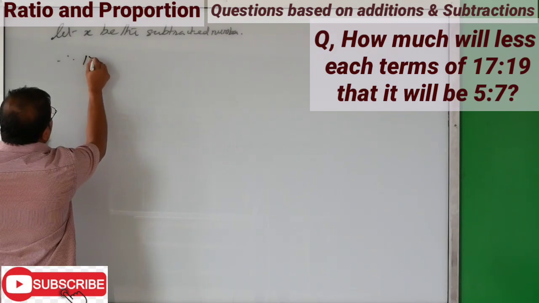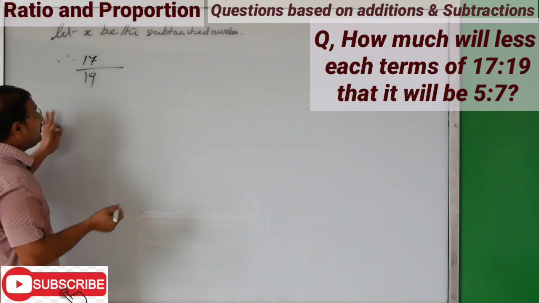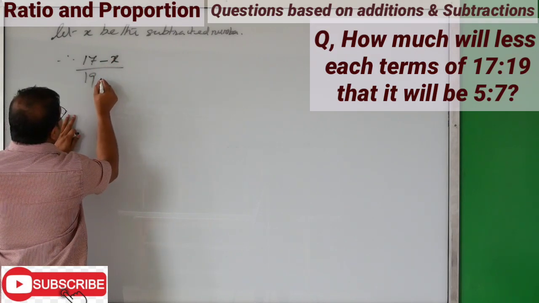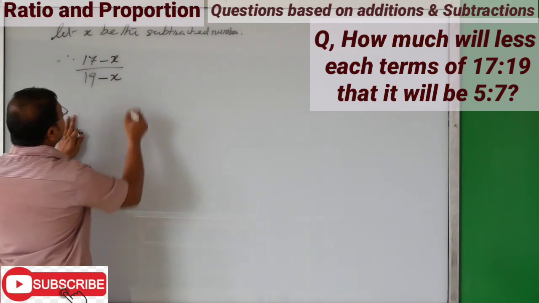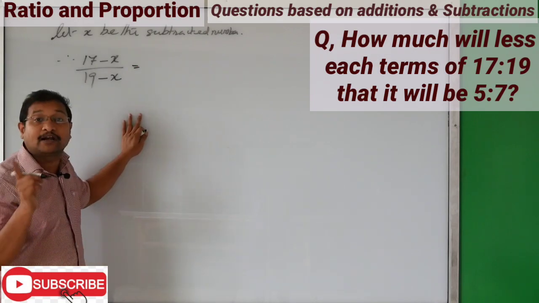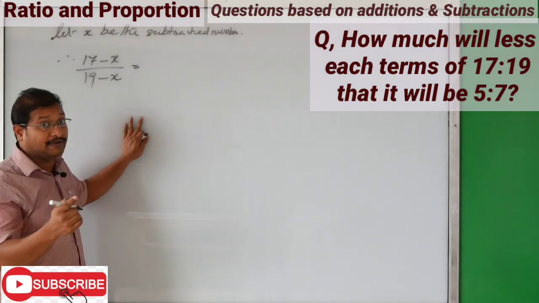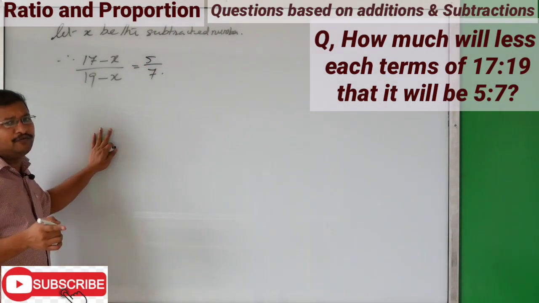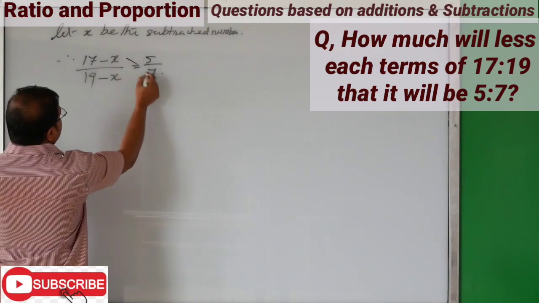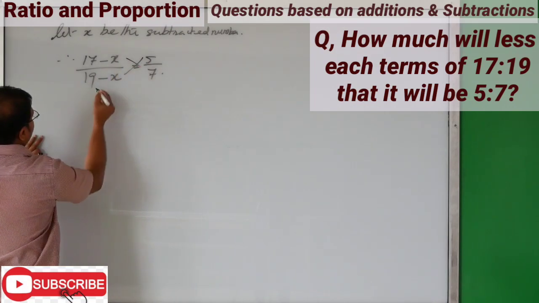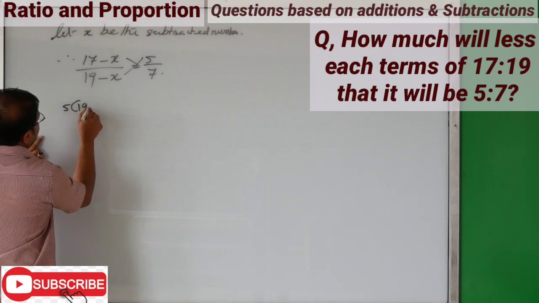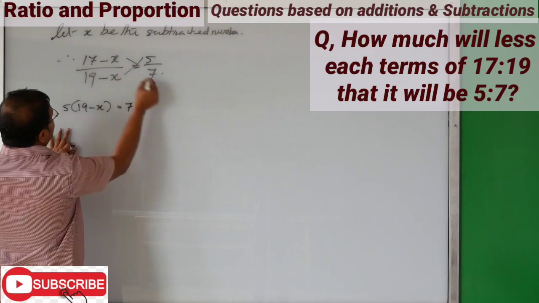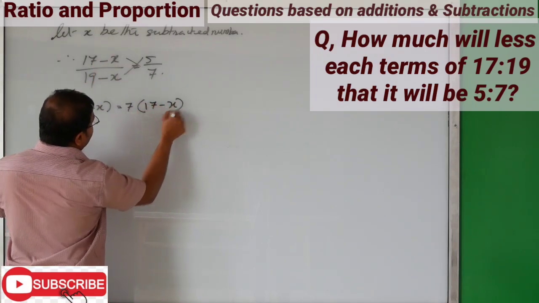17:19 means you can write 17/19. But we are subtracting x from each. That means 17 minus x divided by 19 minus x equals, then the ratio will convert into 5:7. 5:7 means 5/7. Okay. Now what you'll do? We'll go for cross multiplication. That is 5 into 19 minus x equals 7 into 17 minus x.